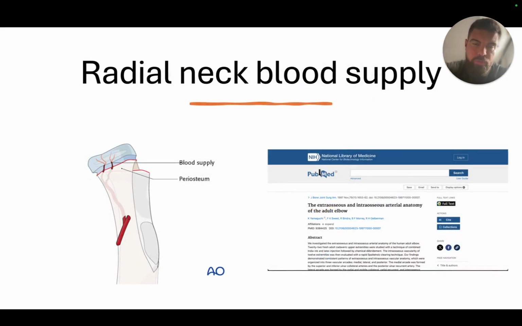The blood supply of the radial neck is something that has also been talked about a lot more recently. Now, this paper here goes back to 1997, but ultimately it talks about the blood supply of the radial neck, and because of this, I have a very low threshold for doing a radial head and radial neck excision and considering a radial head replacement.